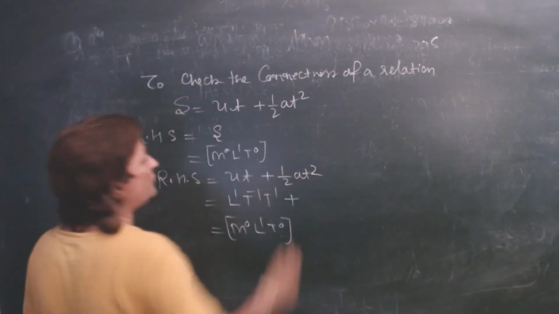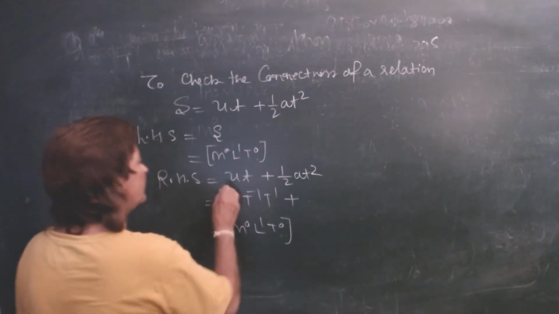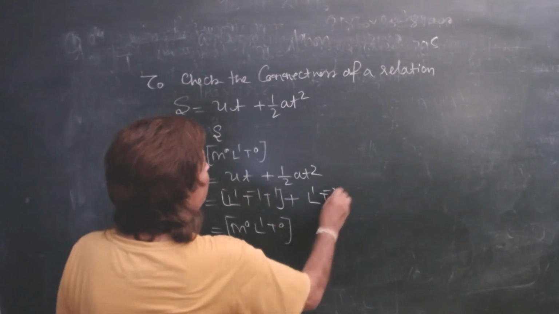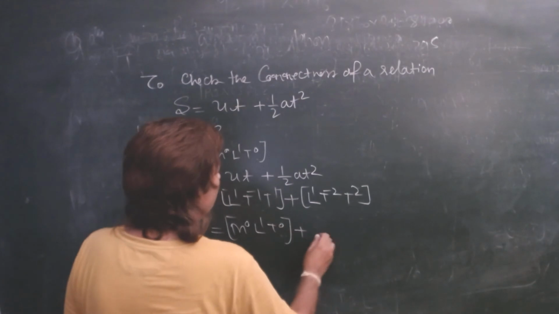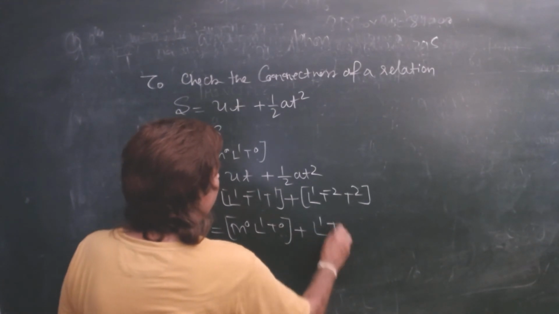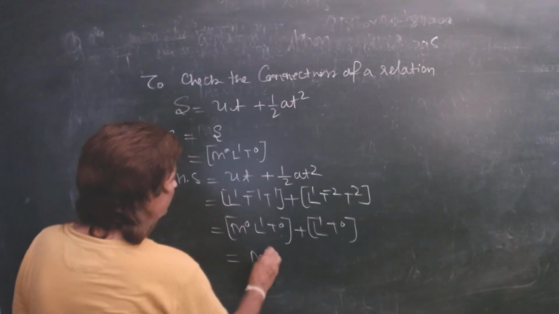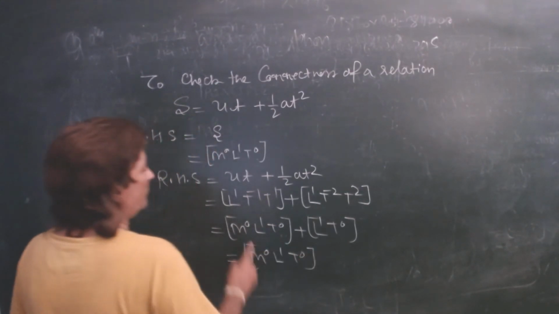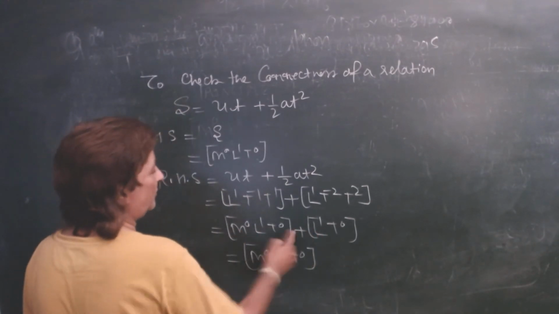Half is what? Half is dimensionless. What is acceleration? L1 T minus 2 and times T square. So this is again L1 T0. So you will find M0 L1 T0, because length plus length is length. It doesn't matter, T to the power 0, right? M to the power 0.